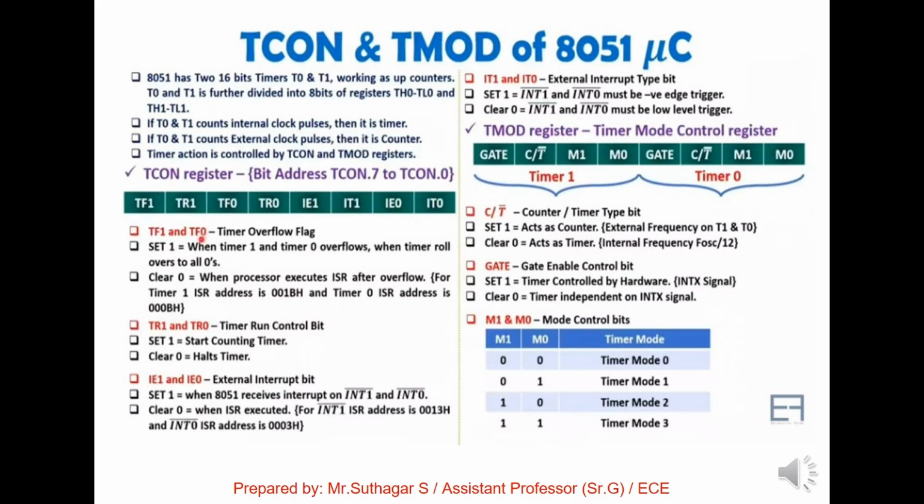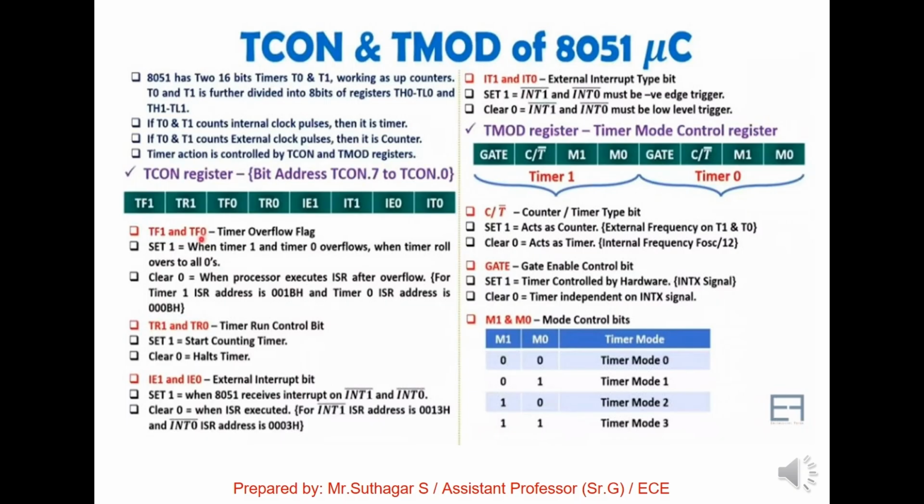here C/T bar defines whether you are going to choose counter or timer. If C/T bar is 1, it will act as a counter. If it is 0, it will act as a timer. So set 1 and it acts as a counter, and if you make it 0, it acts as a timer. If you want to make it a counter, we need to apply an external frequency to T1 or T0, and if you want to use it as a timer, then we can make use of the internal clock frequency.